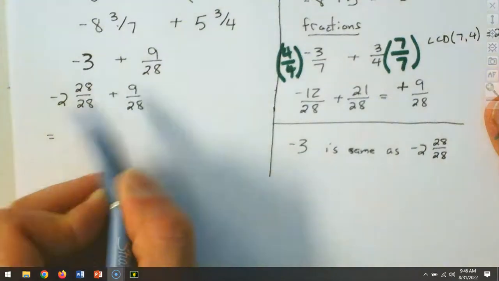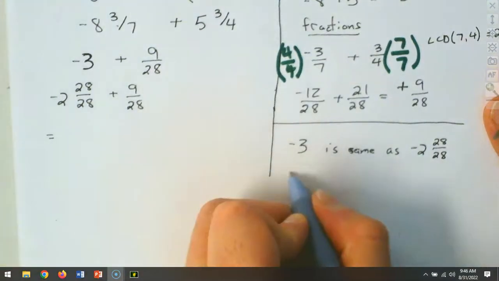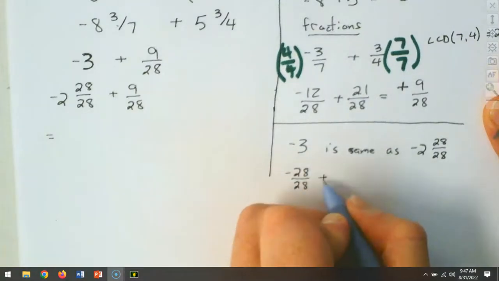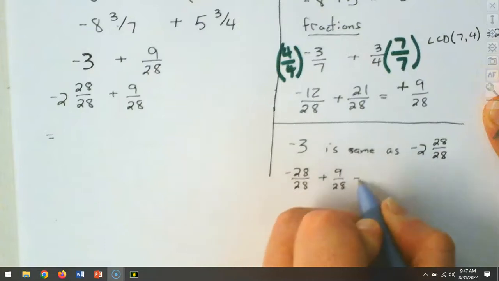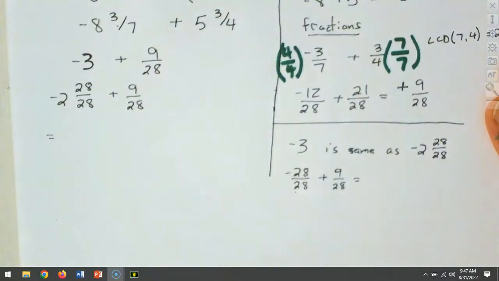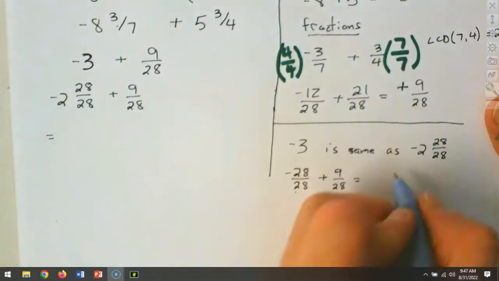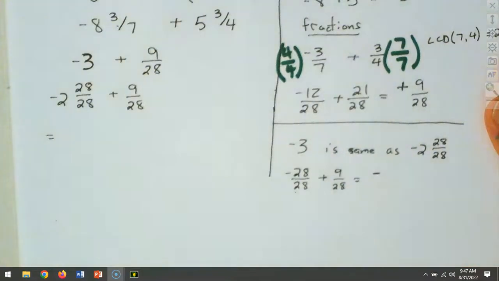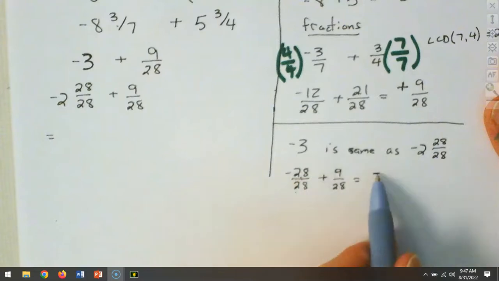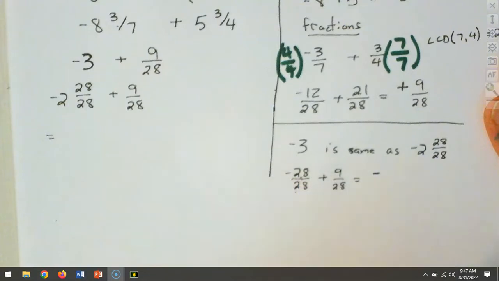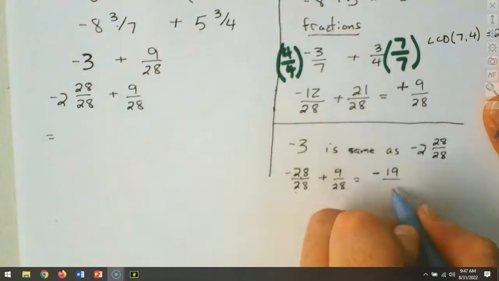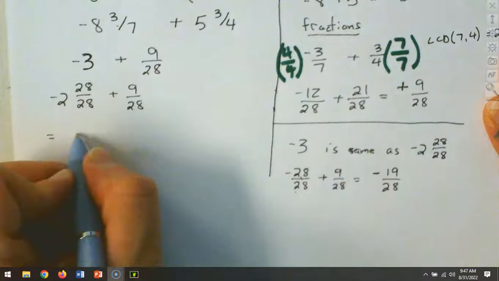This one's negative, this one's positive. Let's work with our fractions. What about minus 28 over 28 plus 9 over 28? These have the same, what again? Denominator. So minus 28 plus 9, that makes it now a minus what? These are the same. Which one's larger? 28, so my sign's negative. And 28 minus 9, that makes it a what? 19 over 28.